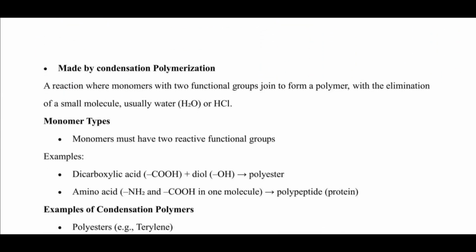Now, another type of polymerization is condensation polymerization. I already told you what condensation is. When two compounds react, a small compound is also produced as a product. Two products are made, but one of them is a very small molecule, for example, water.